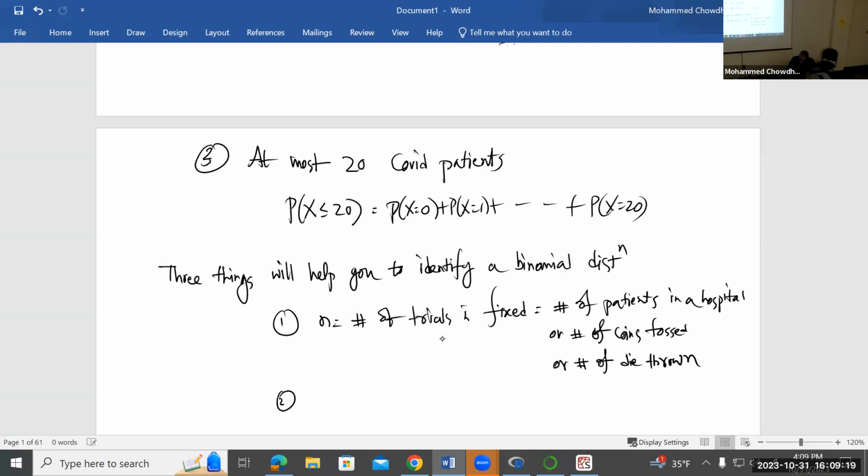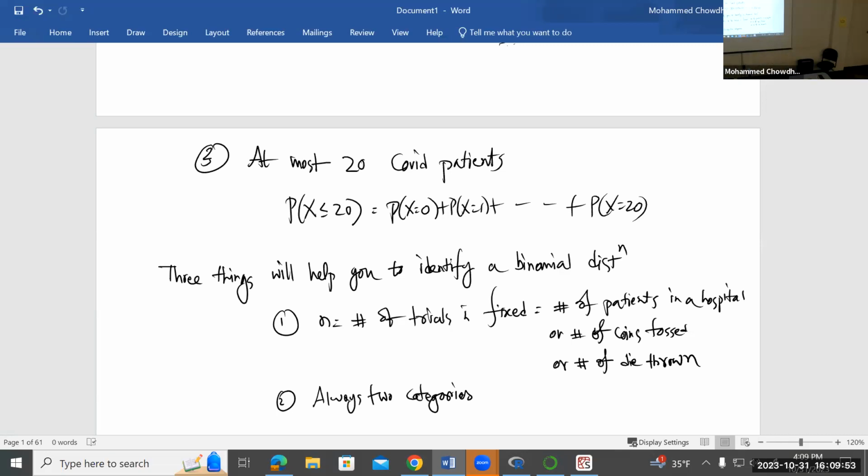Number 2, always two categories, success and failure. Even a dice has 6 categories, right? But the target is 5. So 5 is one category, rest of them are another category. Are you understanding? What did I say?